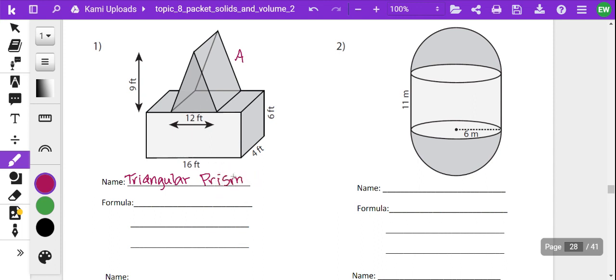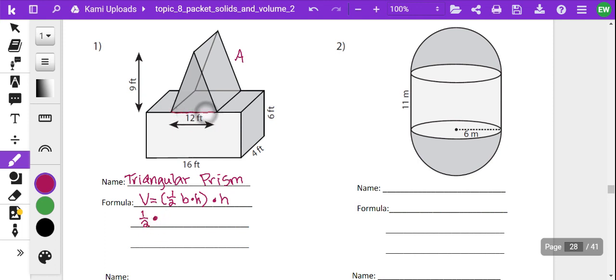If I look back in my notes, my formula for the volume of a triangular prism is the area of the base times the height. So it's 1/2 of the base of my triangle times the height of my triangle times the height of the whole prism. Let's look at that piecewise. It's equal to 1/2 times, and let's look at the base of my triangle.